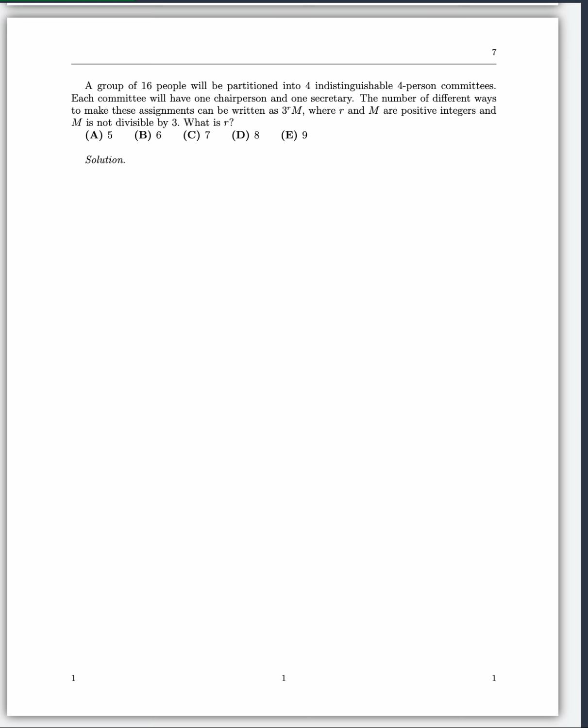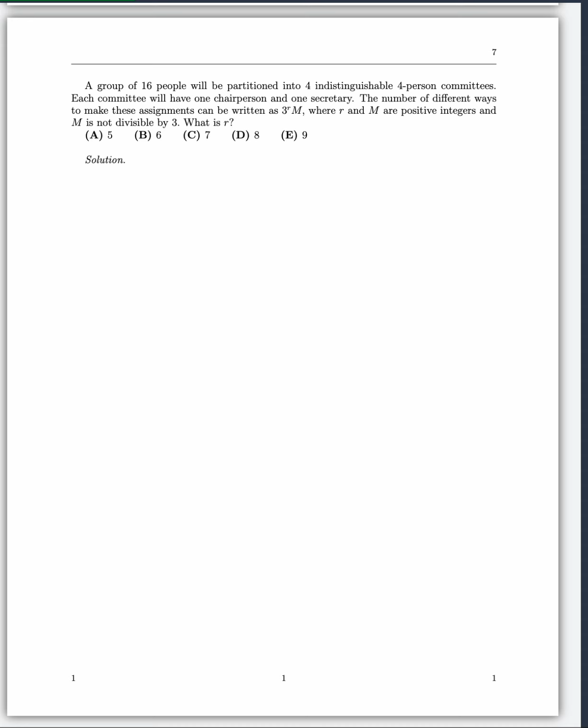So what is r? First, let's try to write the expression for the total number of such ways. First we're going to form the committees, and then choose 1 chairperson and 1 secretary from each. So you can choose 4 people from the 16 people first, and then choose 4 from the rest, and continue, so that you form 4 committees of 4 people.